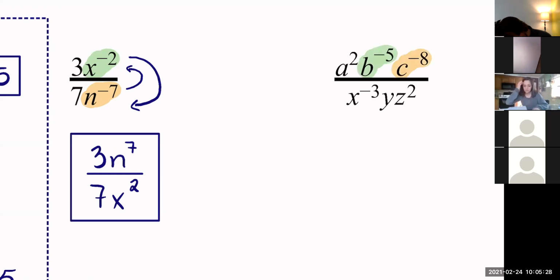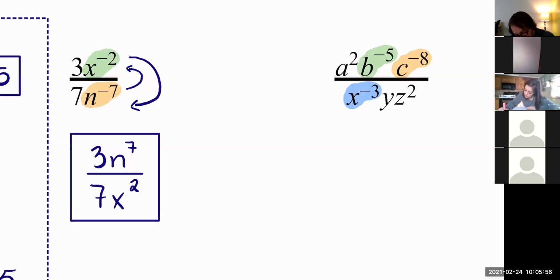A to the second power actually is good. A to the second power there is already positive. I don't want to mess with it. Because if I actually moved A to the second power to the denominator, do you know what would happen to the exponent? It would turn it negative. That's the opposite of what I want to happen. Then x to the negative 3. We also have x to the negative 3.